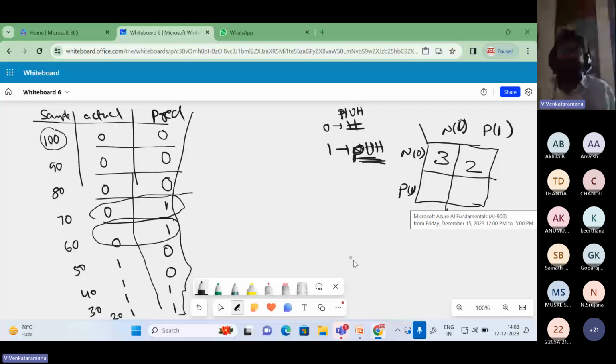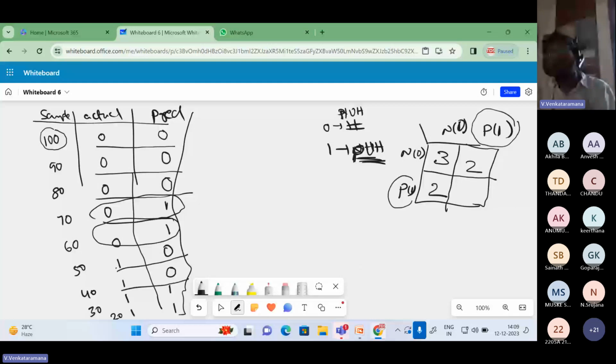So what about the next one? Your battery has health issues, and your model is predicting health issues. How many such type of samples are there? 1 sample. It is also again 2. Very good. So like that, you need to prepare the confusion matrix.